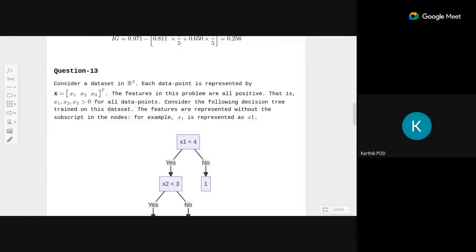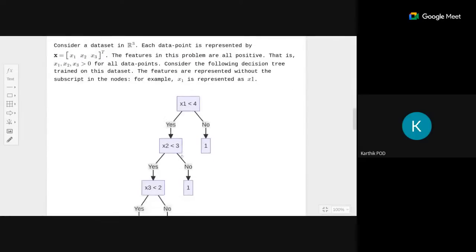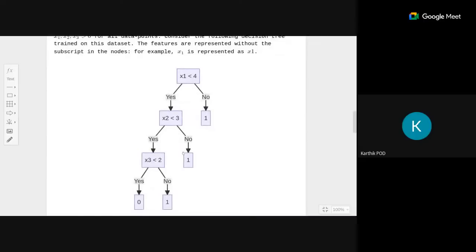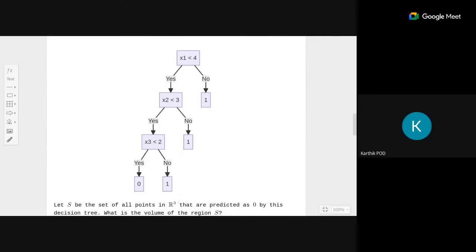Now you have the following decision tree, and X1, X2, X3 are the three features. The question asks you to consider all the points that are predicted as zero by this tree. What is the volume of this region? Consider all these points in the three-dimensional space whose predicted label is zero. What will be the volume of this region? So, one by four? Just 4 × 3 × 2. Right, it's 4 × 3 × 2.